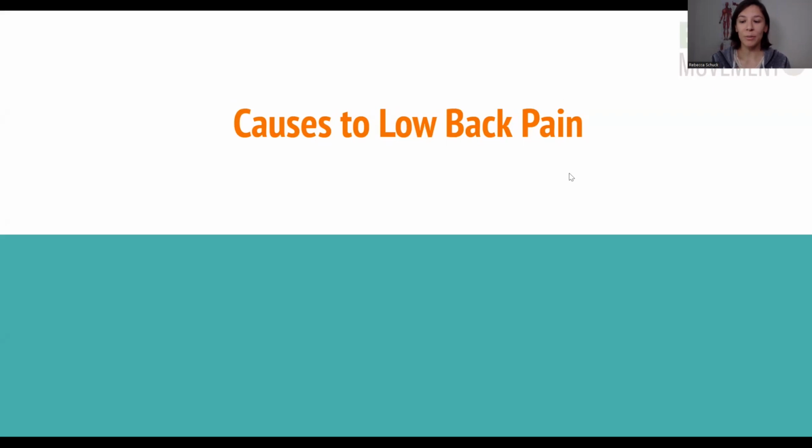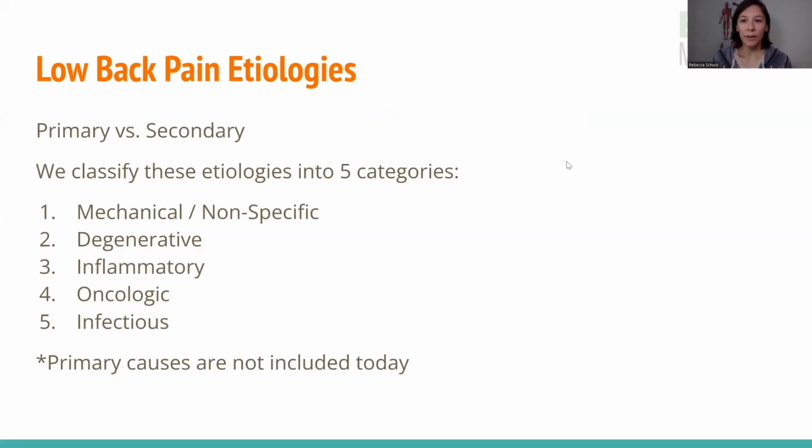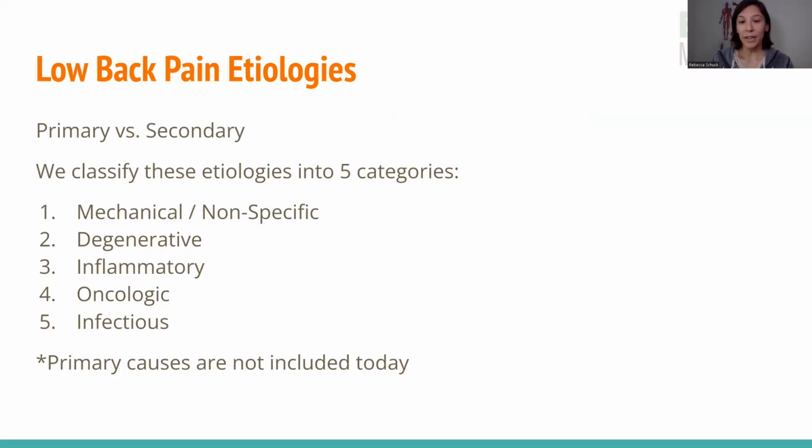Okay, first up, causes to low back pain. So we categorize this into two categories first. First is primary, which is congenital, meaning that this is something that you were born with. Secondary means that there's an etiology or cause to your low back injury at some point in your life. And we're discussing secondary low back pain injuries. So for secondary, there are main categories: mechanical, nonspecific, degenerative, inflammatory, oncologic, and infectious. We're just going to be discussing the top 2 in a little bit more detail.